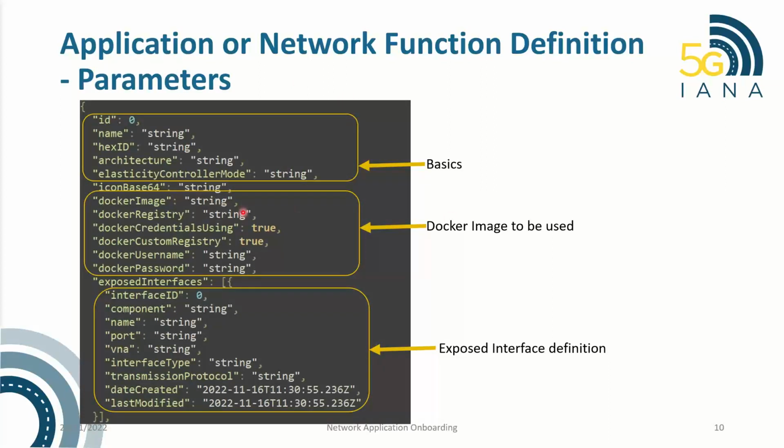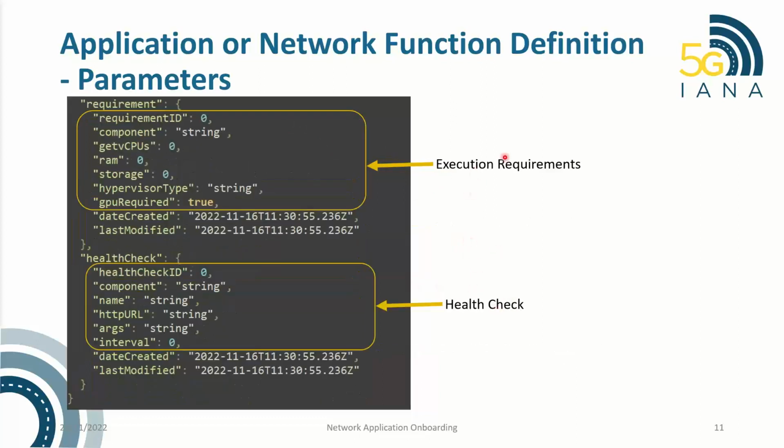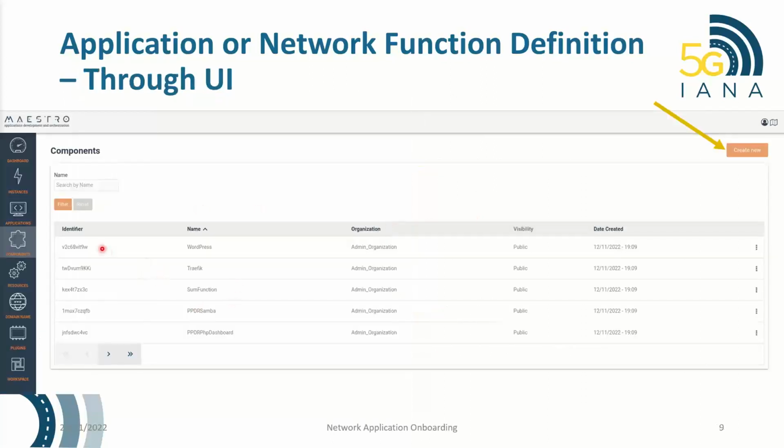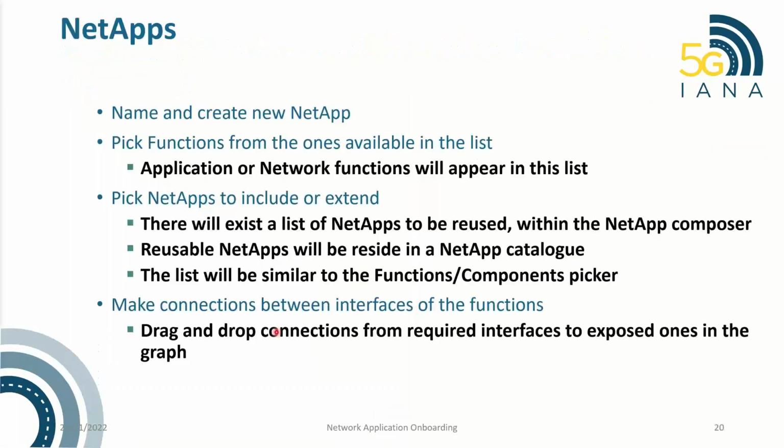We have communicated also this file here, the JSON file, with all the different parts, where there are some basics. There are the Docker image information, exposed interfaces, some execution requirements, health check. These are things that need to be inserted for each function that is deployed here once we create a new one, or they may pre-exist from those that we take from the catalog, from the repository.